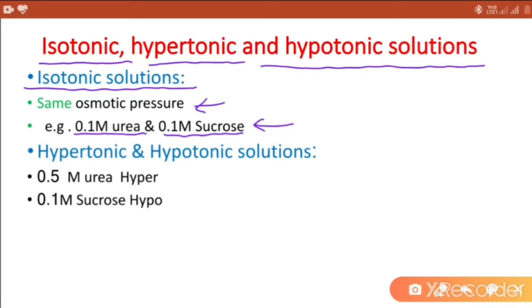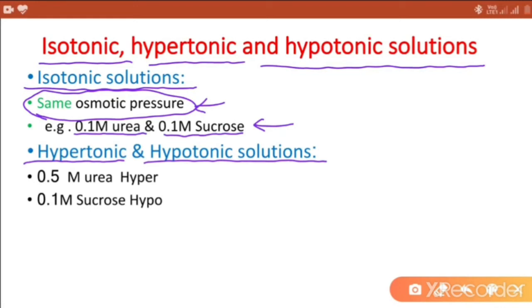If these solutions are separated by a semi-permeable membrane, there is no flow of solvent in either direction. So it means these solutions possess the same osmotic pressure. So these solutions are called isotonic solutions. Next, hypertonic and hypotonic solutions.